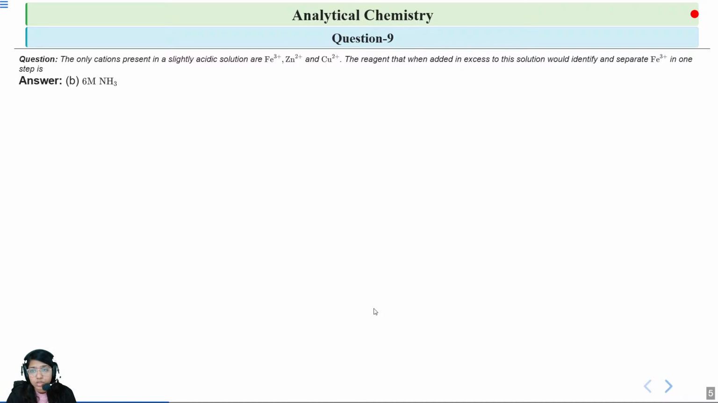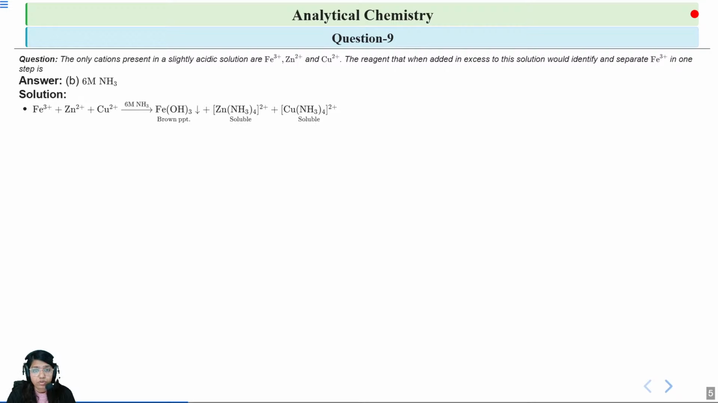So the correct option is option B, 6 molar NH3. So when 6 molar NH3 is added in excess, Fe3+ forms a precipitate or a colored complex which can be visually identified. The other ions, which are Zn2+ and copper 2+, remain in the solution, which allows for the separation of Fe3+ in one step.